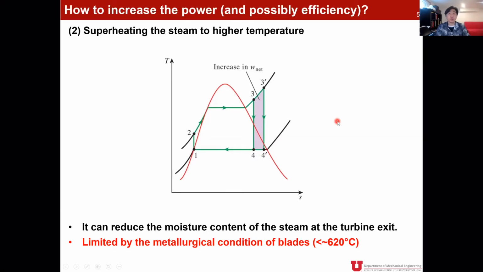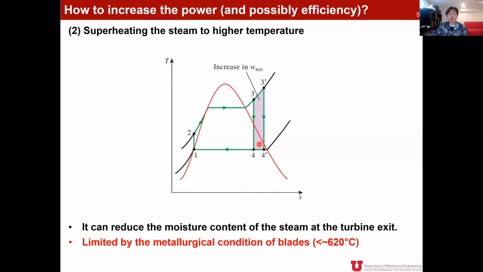The second way to increase the area of the TS diagram is to superheat the steam to higher temperature. So let's take a look at this TS diagram. From the baseline of 1, 2, 3, and 4, if we increase the temperature of steam that exits the boiler to 3 prime, then by the amount of the temperature increase, we could increase the area of the TS diagram of the Rankine cycle.